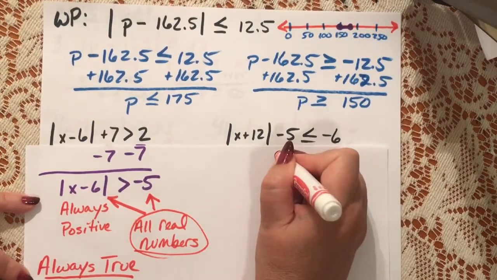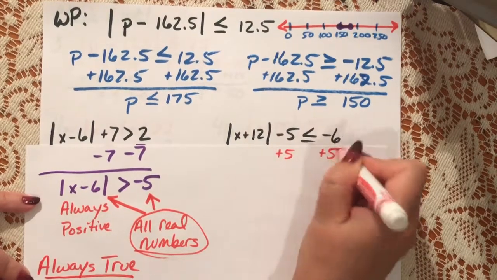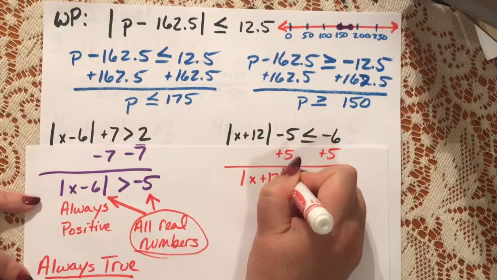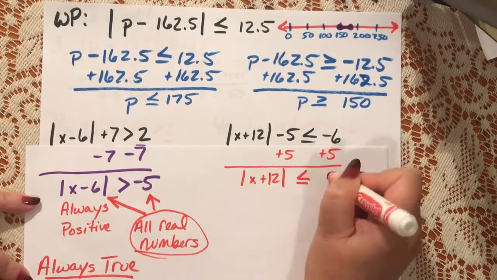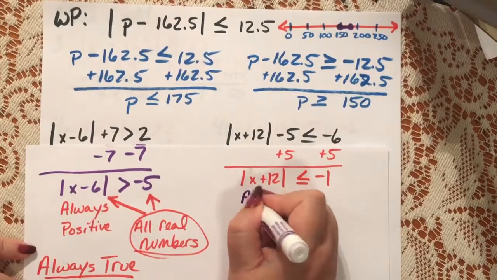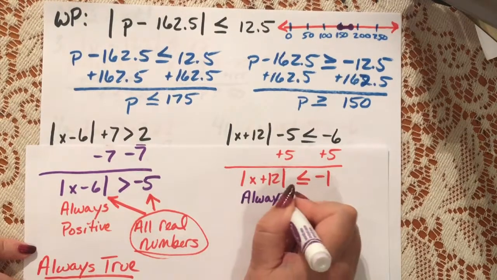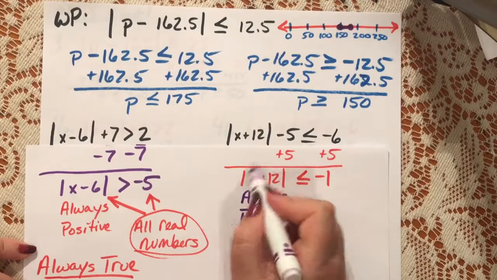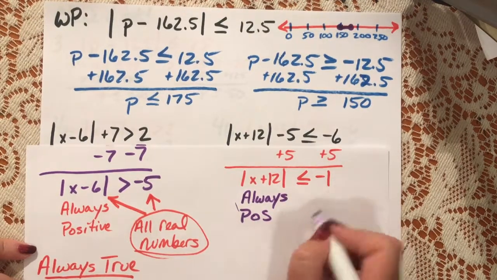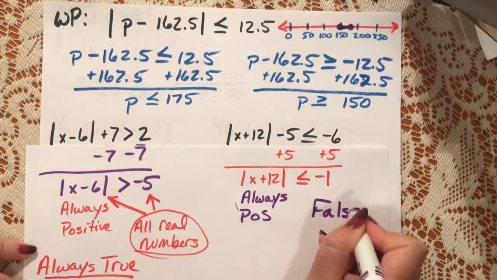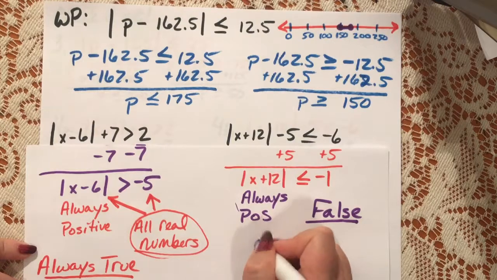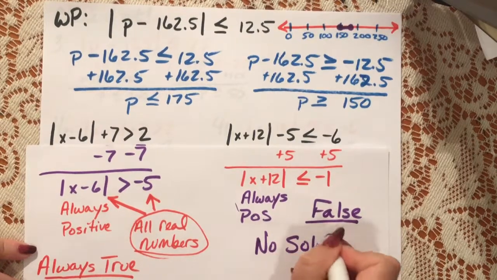Here, if we add 5 to both sides, we have the absolute value of x plus 12 is smaller than or equal to negative 1. Here we have a number that is always going to be positive because it's an absolute value, and this is saying it's going to be smaller than a negative number, and that is false. That is never going to be true. So your answer is no solution.